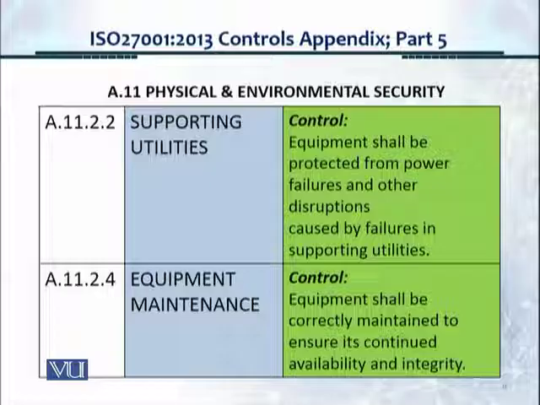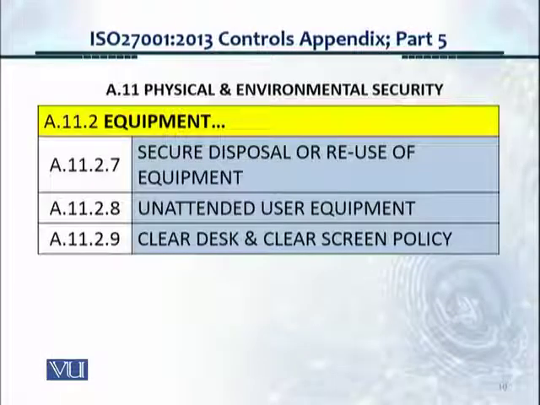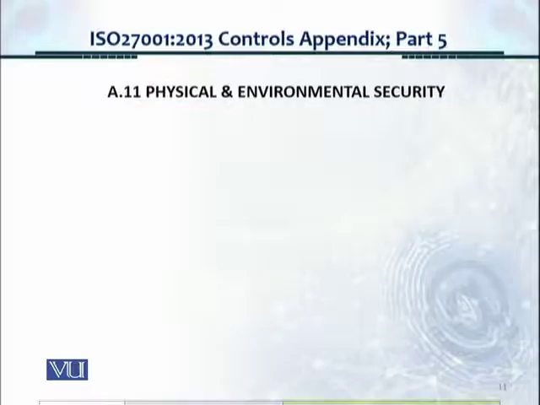Equipment shall be correctly maintained to ensure its continued availability and integrity. That's important. For example, you have a generator, you have an air conditioner, and you need to make sure that the maintenance schedules, the maintenance tasks, the maintenance training, and the maintenance contract for the equipment are properly managed. Under equipment, we also have secure disposal or reuse of equipment, unattended user equipment, and clear desk and clear screen policy.